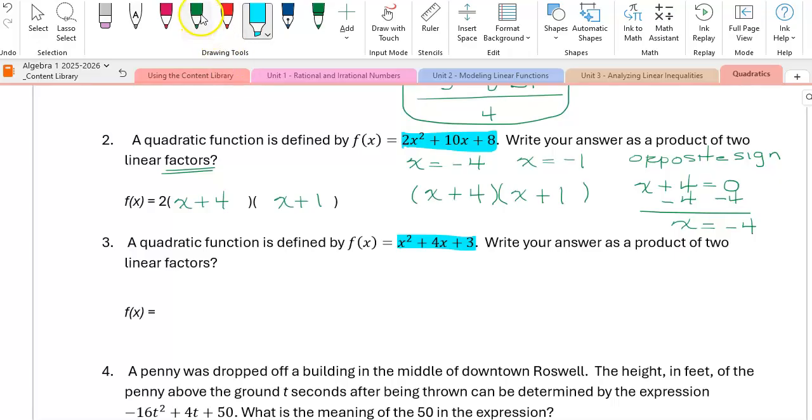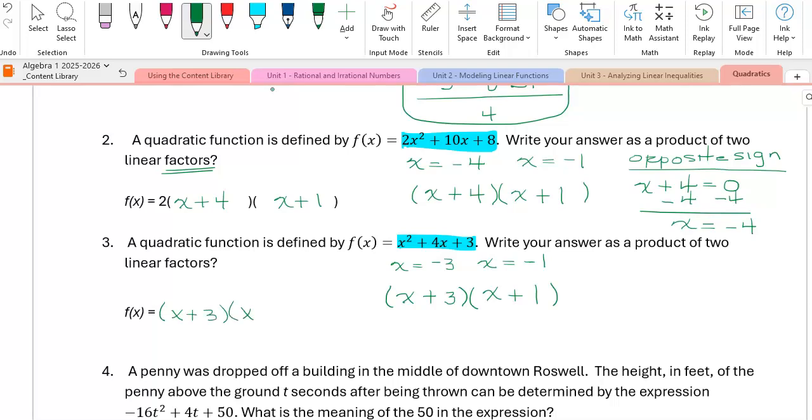So I have, let me get my other color out. We have x equals -3, and we have x equals -1. So I have 2 solutions, so I need 2 sets of parentheses. And remember, we're going to do the opposite sign. So this is x. The opposite of -3 is +3. And then we're going to do it again, x. And the opposite of -1 is +1. So both of these go here.